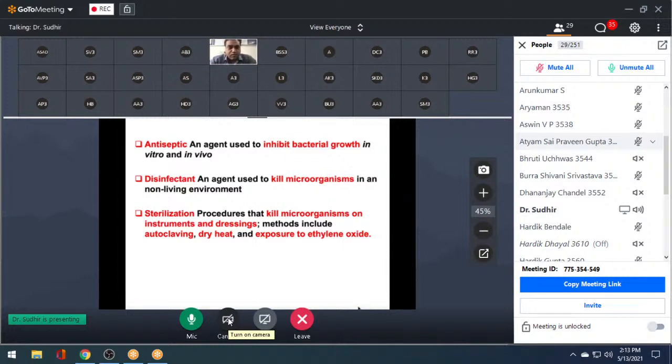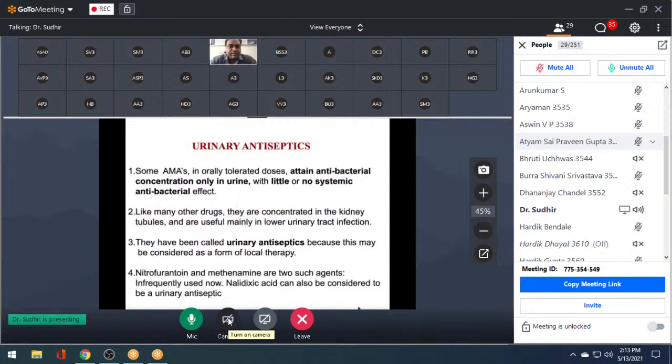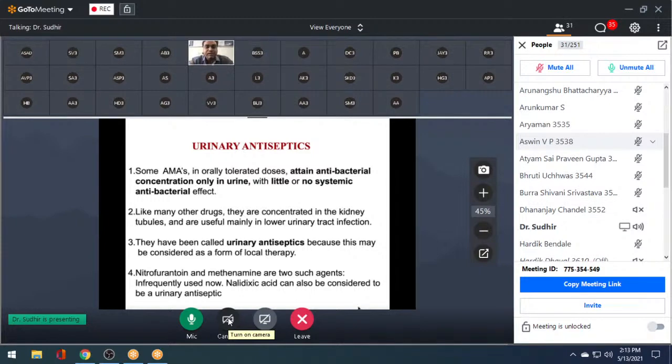So coming to urinary antiseptics, some antimicrobial agents are given orally, but they attain antibacterial concentrations only in the urine. Though you are giving it orally, you think that the systemic or blood concentration will be sufficient to attain bacterial inhibitory capacity. But no, the blood concentration is not sufficient to have its antibacterial property. That's why it has little or no systemic antibacterial property, but it attains a concentration inside the urine which is sufficient for its antibacterial actions.